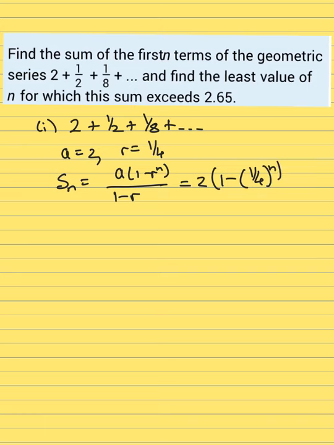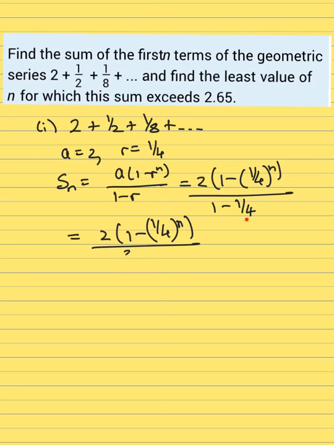So we sub in 2 for a times 1 minus a quarter to the power of n over 1 minus a quarter. So that's 2 times 1 minus a quarter to the power of n over, and 1 minus a quarter, which is 3/4. And of course 2 divided by 3/4 is 8 over 3. So Sn is 8 over 3 times 1 minus a quarter to the power of n.